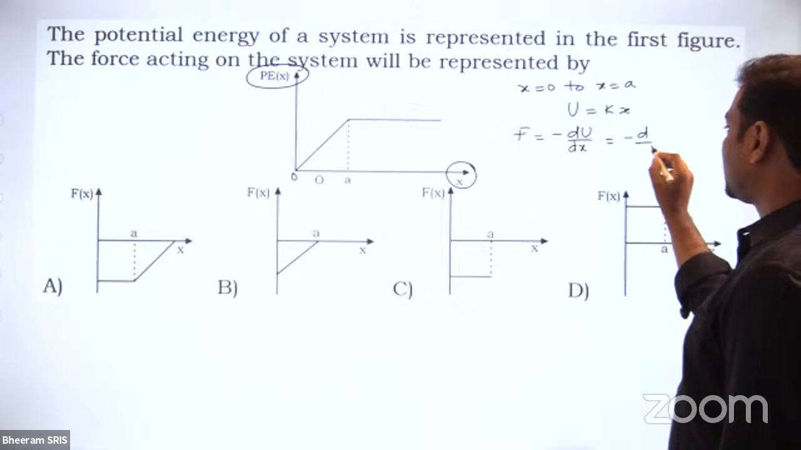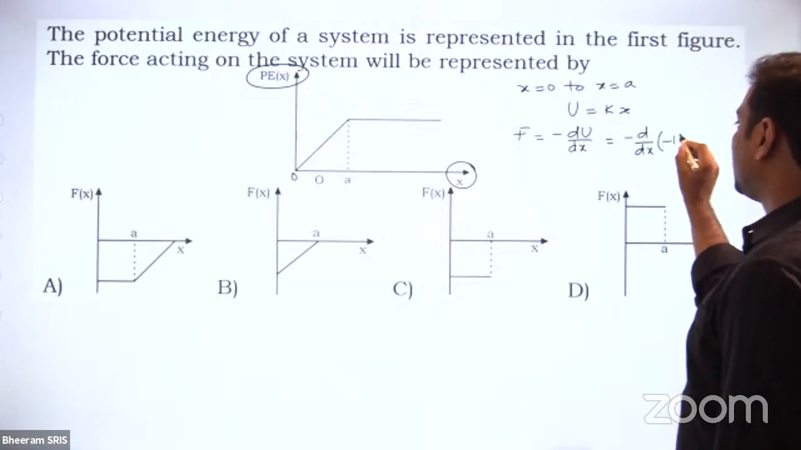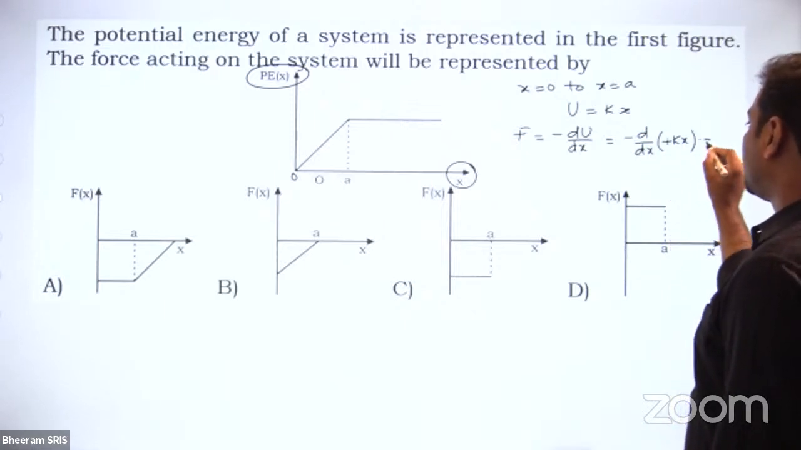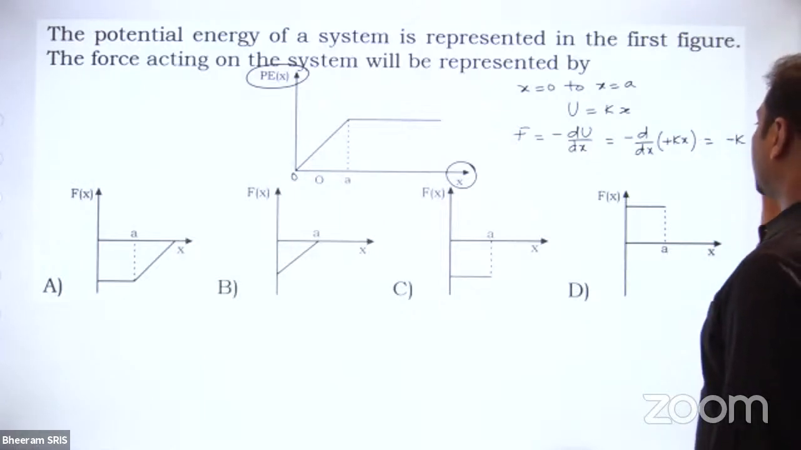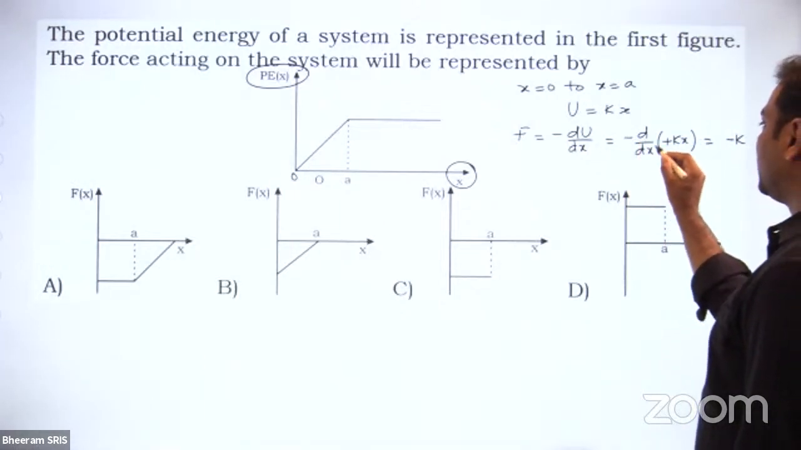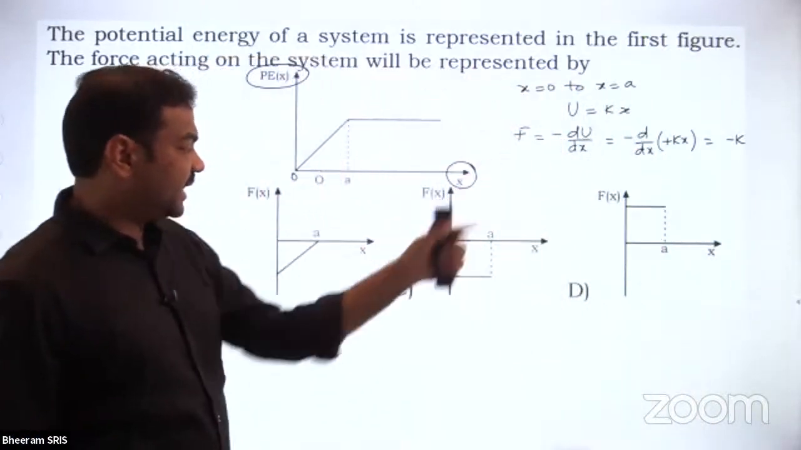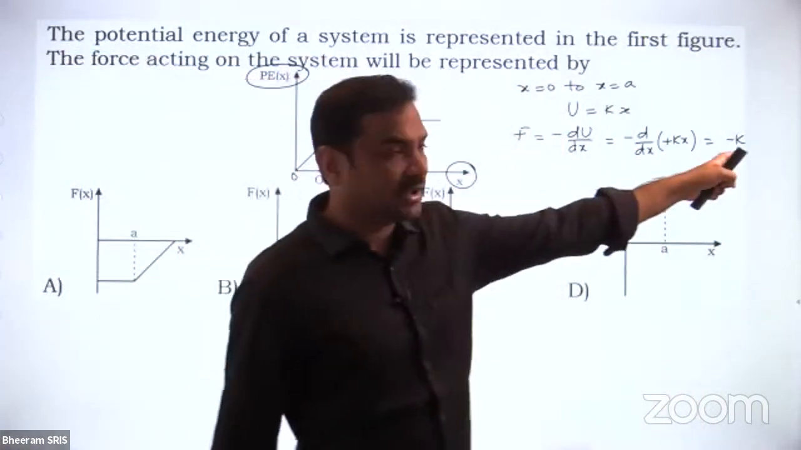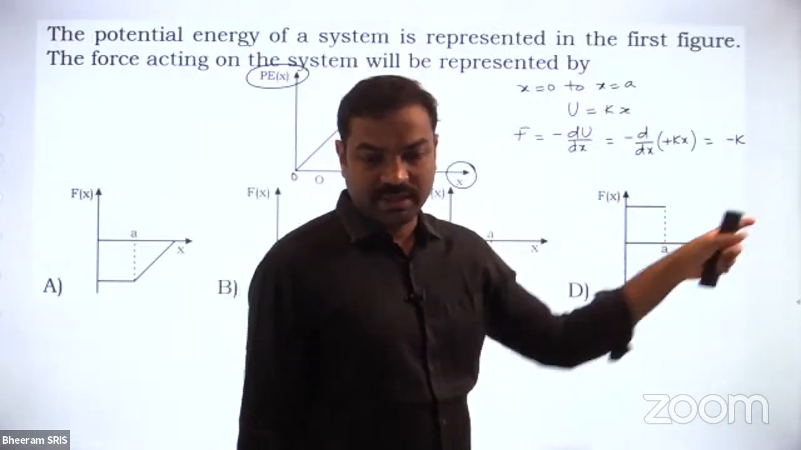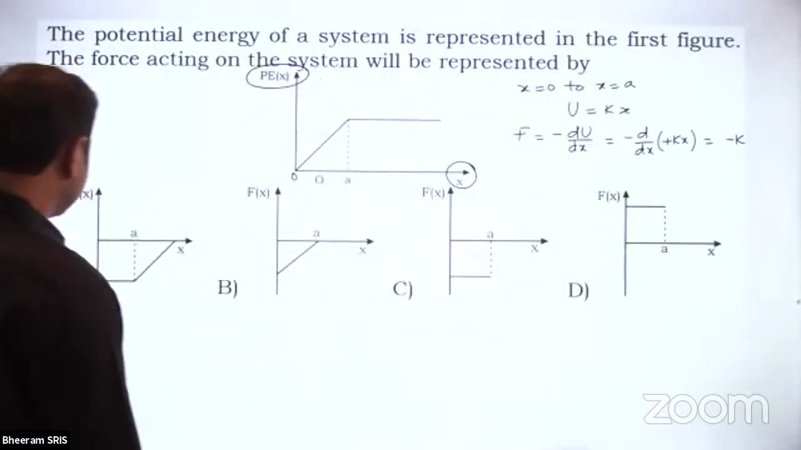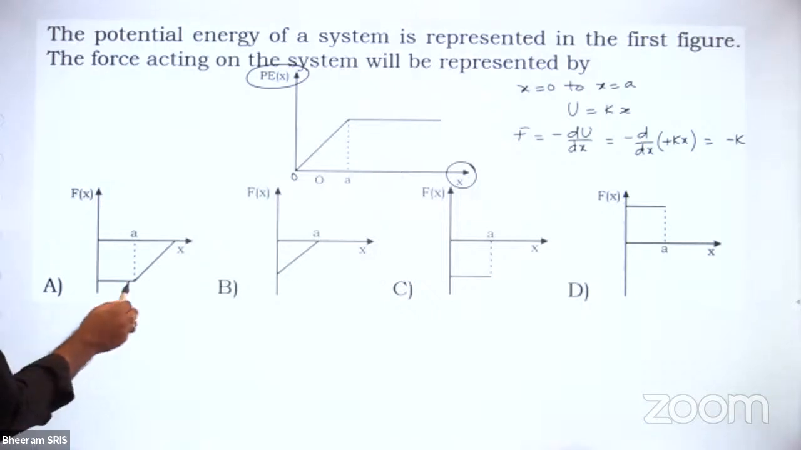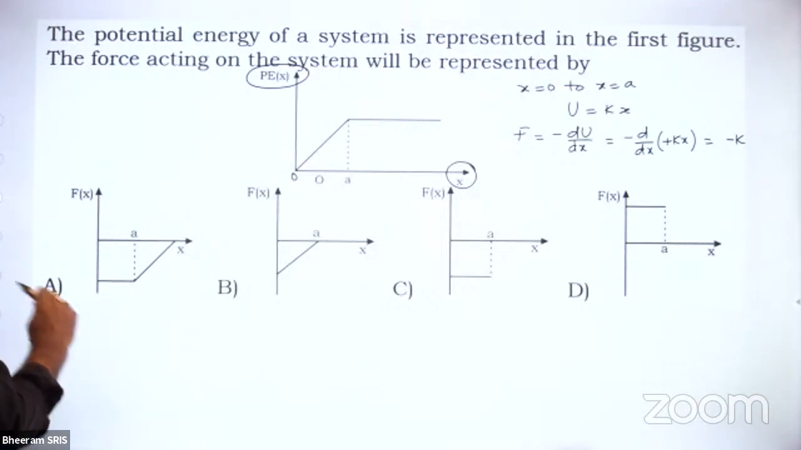Then minus d by dx of minus kx, sorry, plus kx will give you what? Will give you minus k. K will come out. Derivative of x is what? So from 0 to a, force is constant but negative value. That means force is constant, negative value.